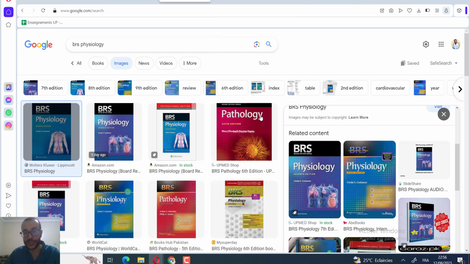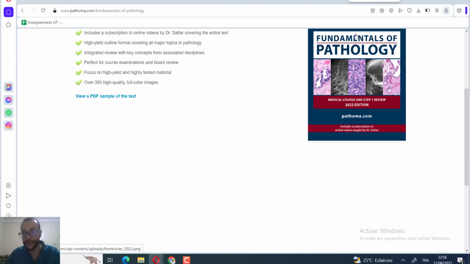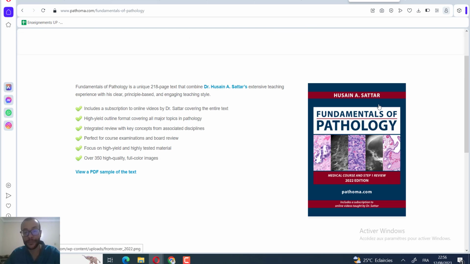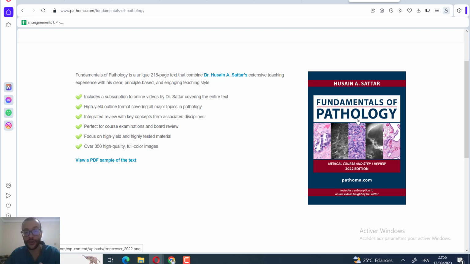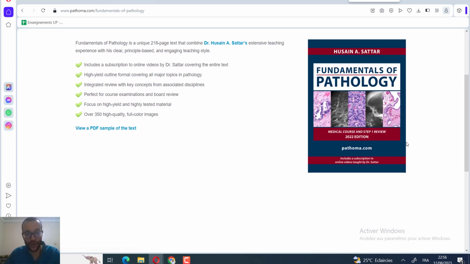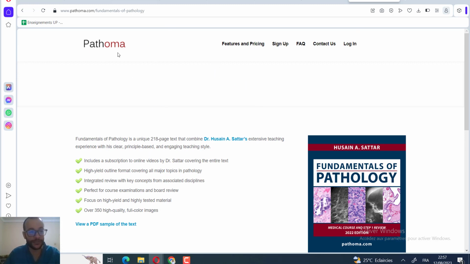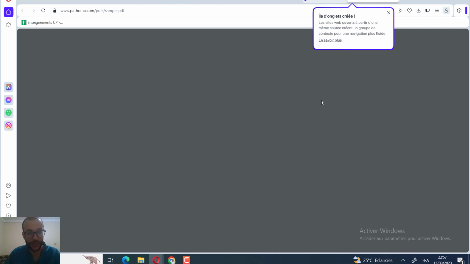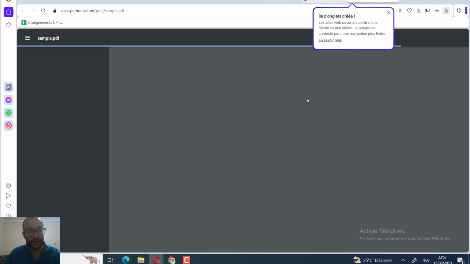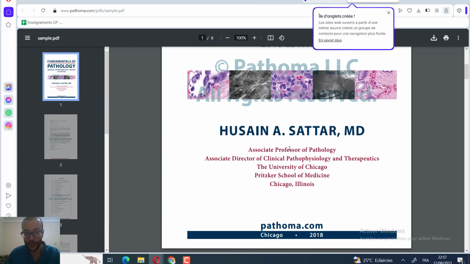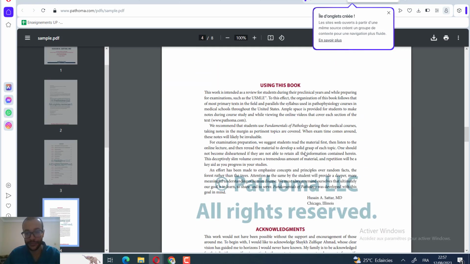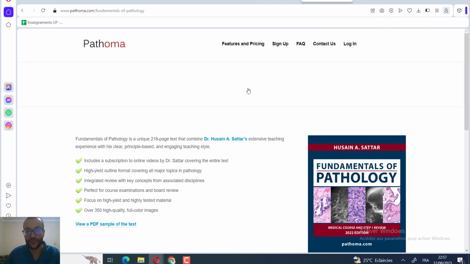And for pathology, I recommend Fundamentals of Pathology. You will not study pathology in the first year, so I recommend it in the third year of med school. Fundamentals of Pathology is one of the best medical courses and books. In pathology, Hussain Sattar is one of the best, and the website is Pathoma. Pathoma is huge and very high yield. You can view a PDF sample here. I think the book is free, I don't know. Pathoma is one of the best resources to learn pathology, but this is not for the first year.